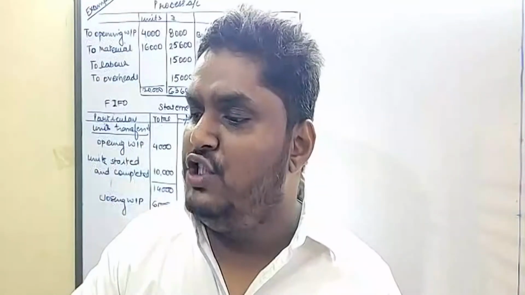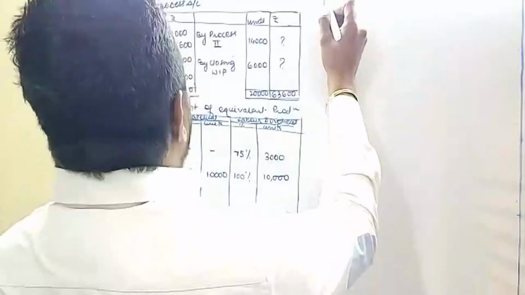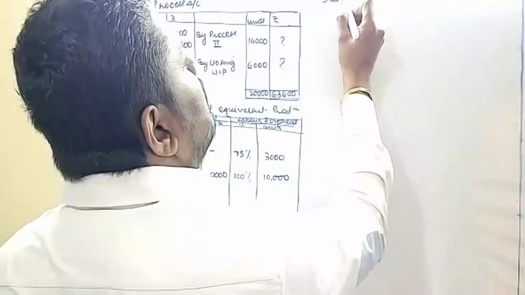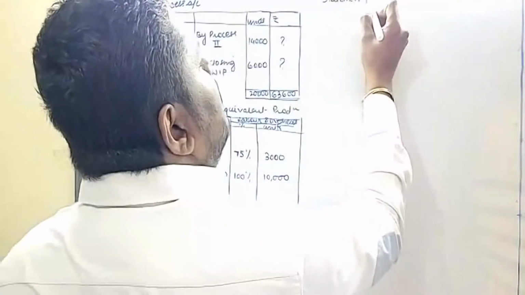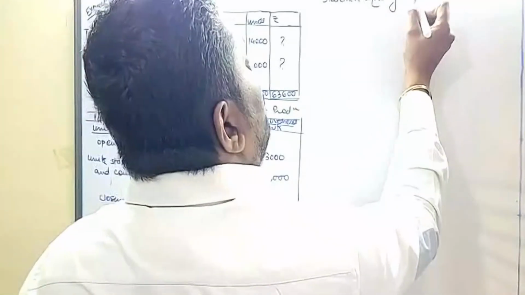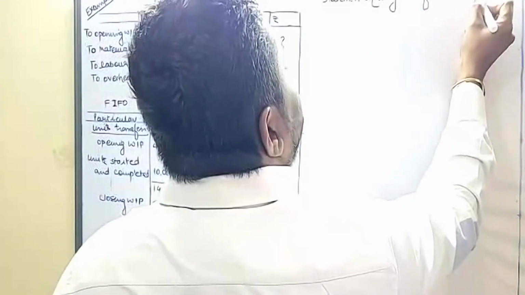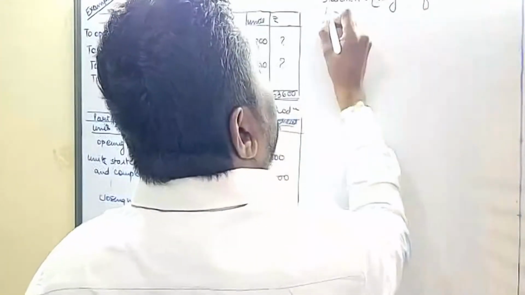So now next we will prepare a statement of apportionment of cost. Sorry, statement showing cost for each element. So let's prepare statement showing cost for each element.